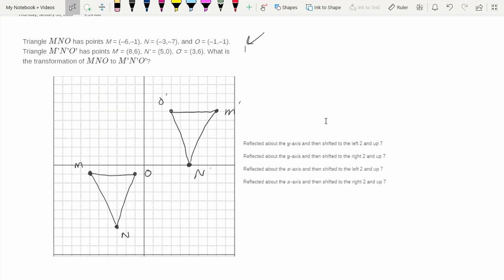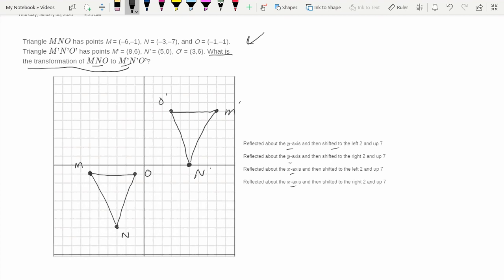So it's asking, for these two triangles, what transformation takes M N O to M prime N prime O prime? So I need to take this one and move it to there. So let's think about this. It gives me four options. So it says I can either reflect on the y-axis or reflect on the x-axis, and then it gives me a translation, shifting to the left, to the right, to up 7.